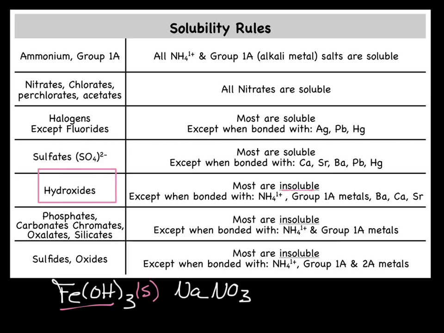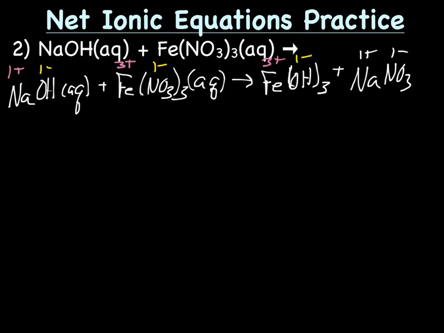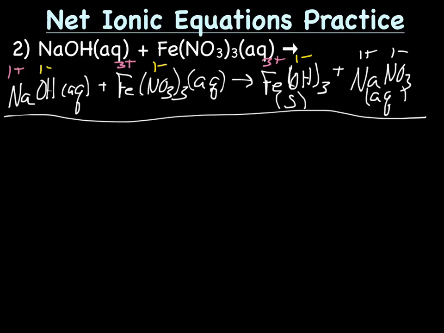Okay, then we have NaNO3. NO3 is a nitrate. All nitrates are soluble, so that means it is going to be aqueous. Okay, so we have FeOH3, which is a solid, and NaNO3, which is aqueous. So we finished our double displacement portion of creating net ionic equations. So next up is the complete ionic equation, where we're going to separate everything into ions.